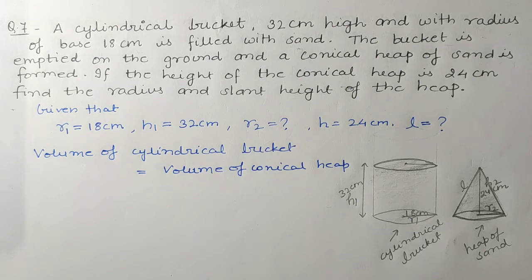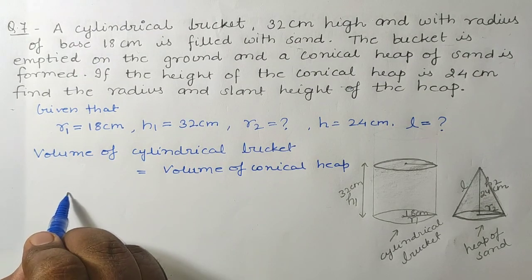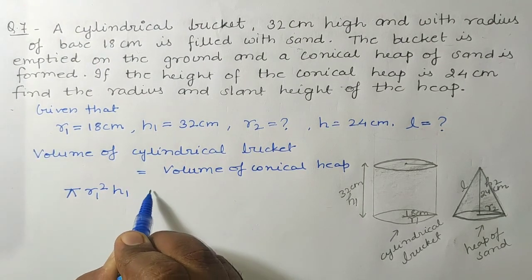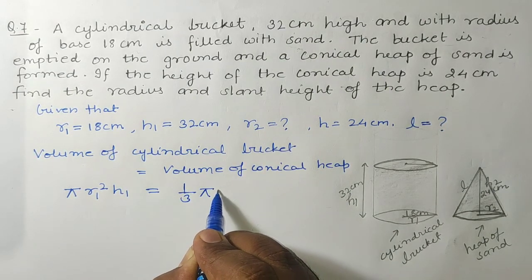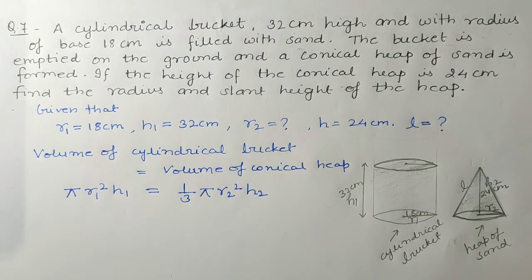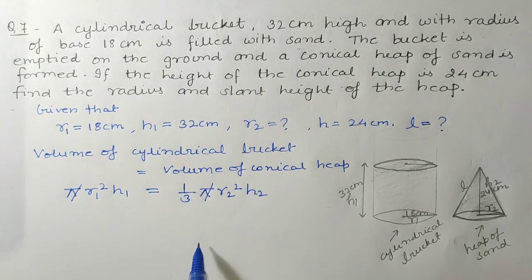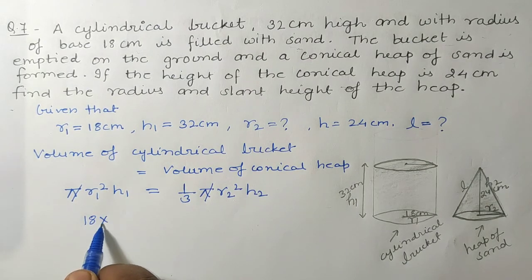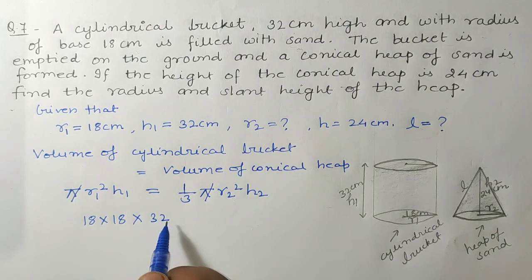Okay students, so volume of cylindrical bucket, the formula of volume of cylinder is what? Pi R1 square H1, and the volume of conical heap is 1/3 pi R2 square H2. Okay, now we'll put all the values. Before that, pi and pi will be cancelled out. Okay, now R1 square, R1 is 18, so the square of 18 is 18 into 18, and H1 is 32.